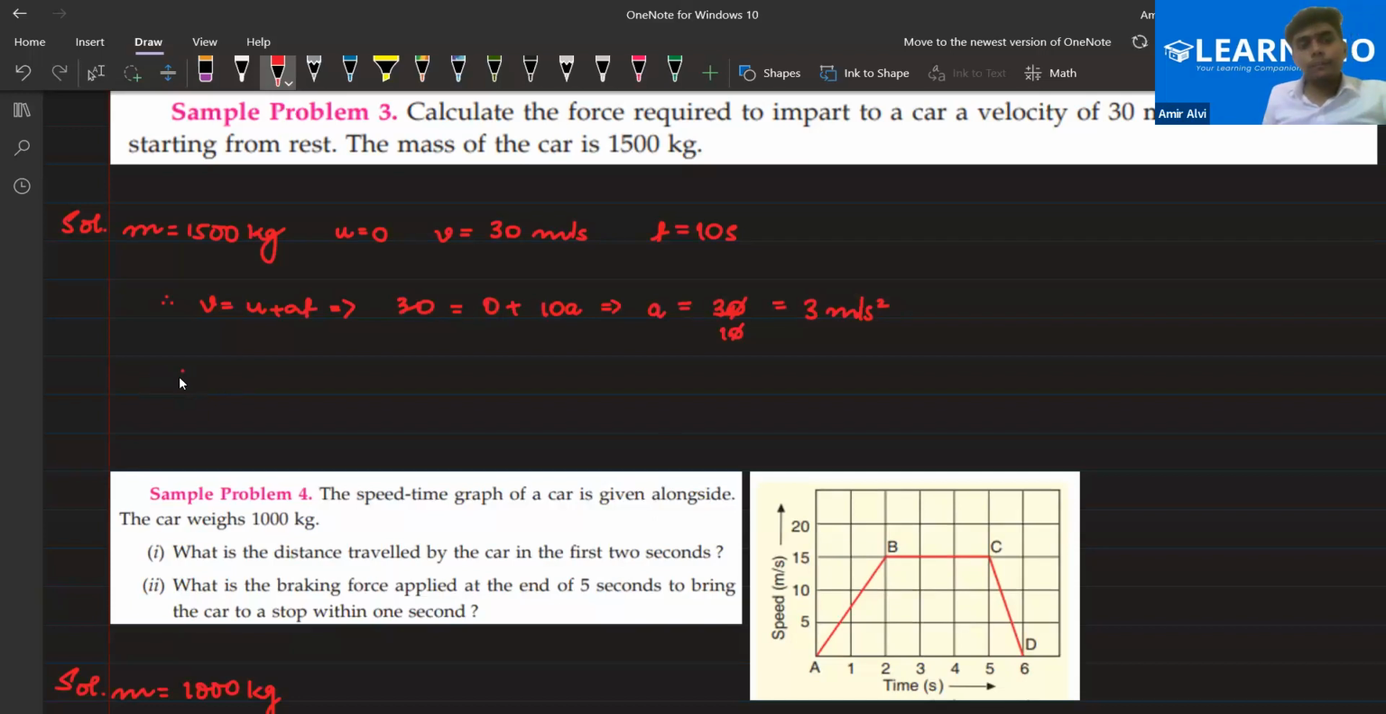Next, we need to find the force. So force F = m into a, so 1500 into 3 would be equal to 4500 Newton. This is the answer. Heather, you made a mistake in the calculations. Any answer from anyone? Please do let me know, everyone. Is there anyone who has a doubt in this question? Please do let me know, everyone.